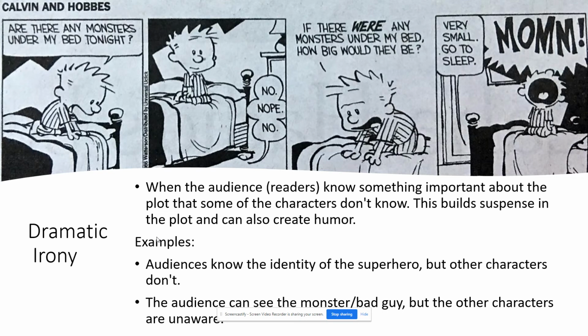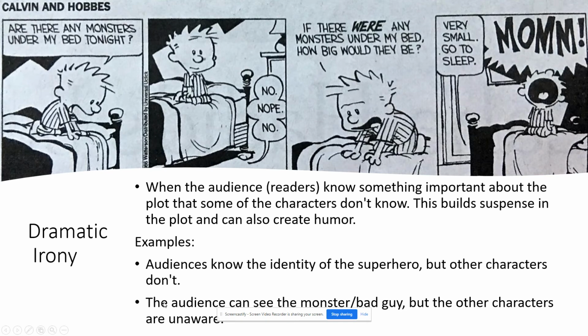The third type of irony is dramatic irony. And it's called dramatic irony because it occurs in dramas or in plays. It's not only something that occurs in plays, but that's why it's called that. This is when the audience of readers or viewers know something important that some of the characters don't know. And this is what creates suspense.